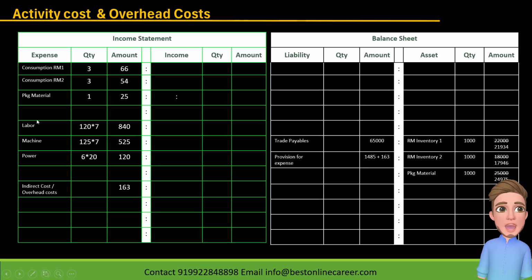During the month end, I get the cost of all the activities, right? So I get labor, machine, power. Labor is 840, machine is 525, and power is 120. So I get the activity cost here. Then I have my indirect cost coming from salaries, etc. That comes to 163. For all these things, I have provision for expense. If I pay, it would hit my cash or bank. Otherwise, it would be provision for expense.